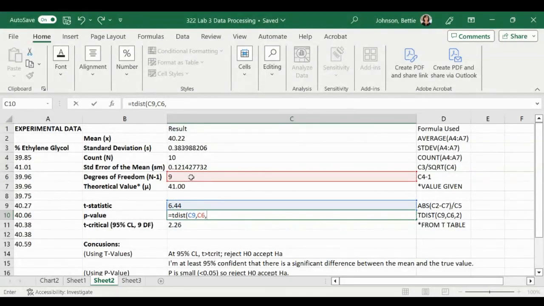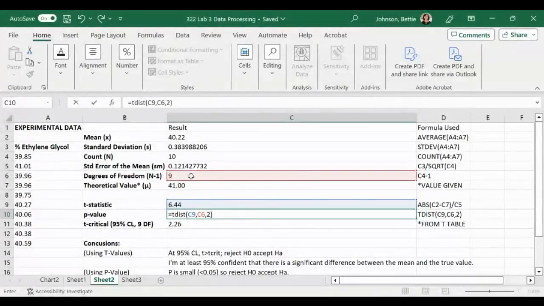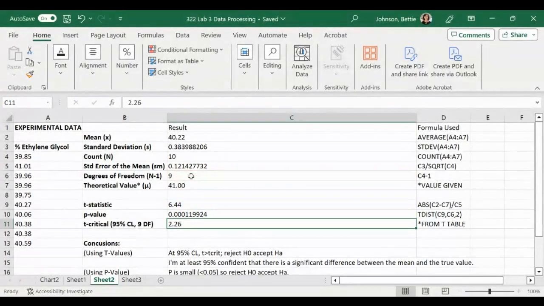Then you want to put in the degrees of freedom, and we've already calculated that above. And then finally, it wants to know the tails, and we're doing a two-tailed. We're not looking to see if one value is greater than or less than the other. We're just looking to see if there is a difference between them. So that's how you do the t-distribution, and it's giving me a very, very small number.